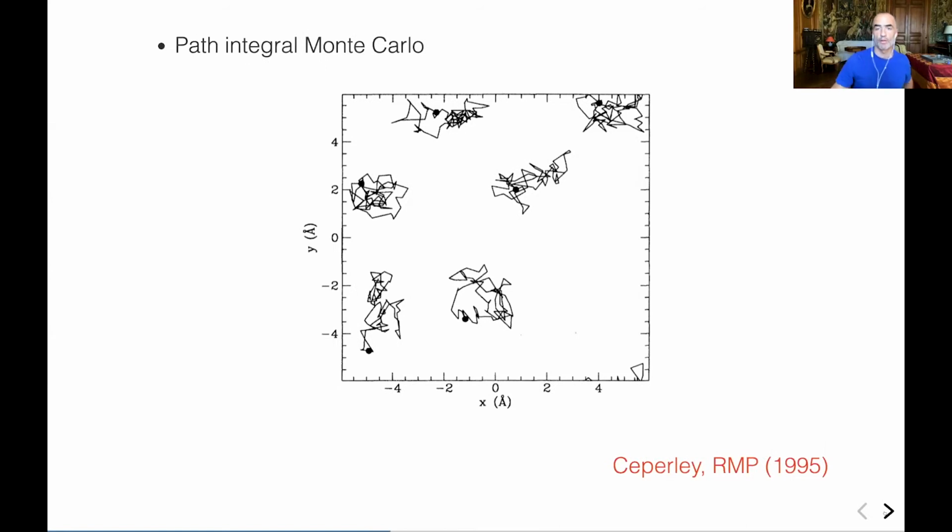So just as a parenthetical comment, this is the foundation of various numerical techniques, notably the path integral Monte Carlo technique. Here in this picture, you can see the Feynman trajectories of a system of interacting bosons. The fact that these trajectories don't get close to each other is a consequence of the repulsive interactions between the particles.